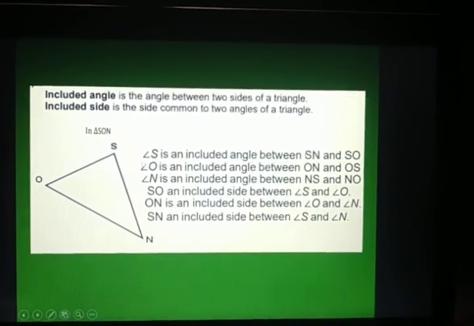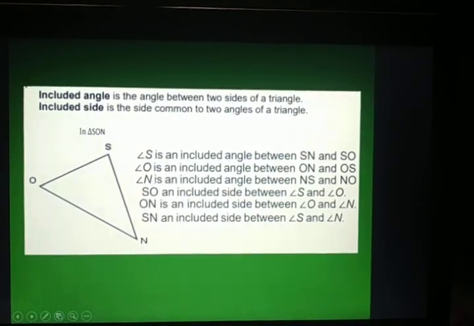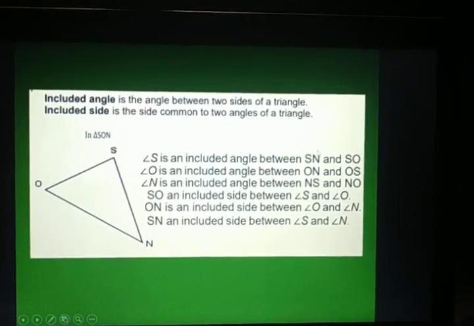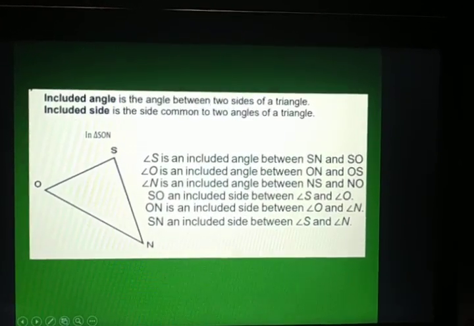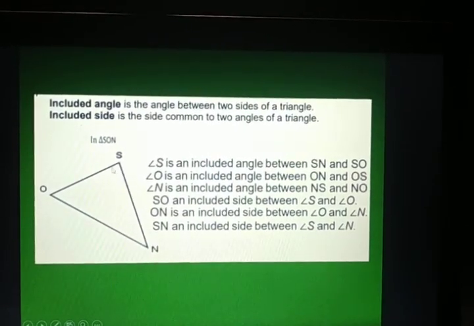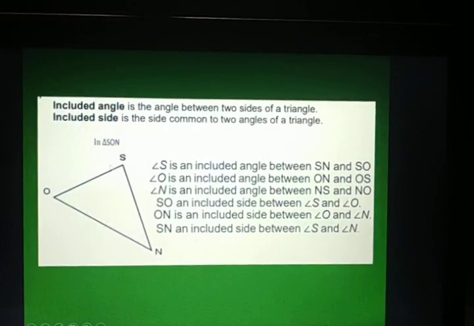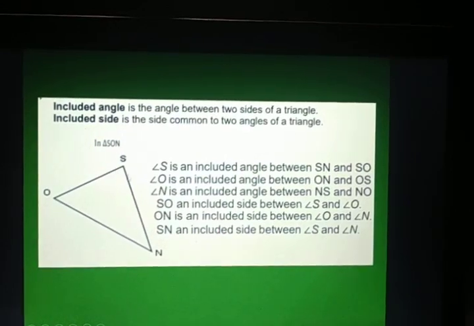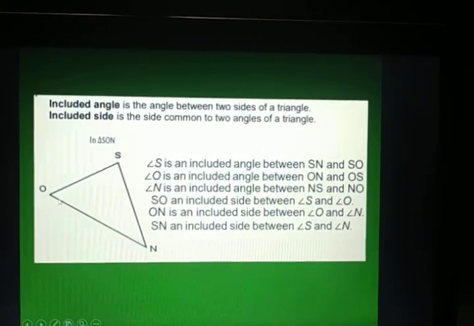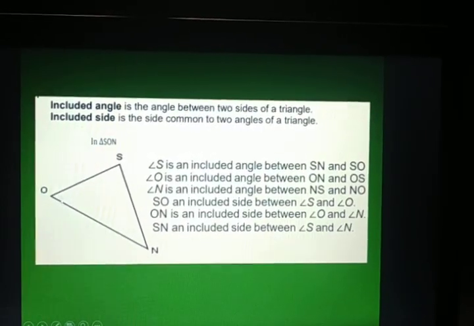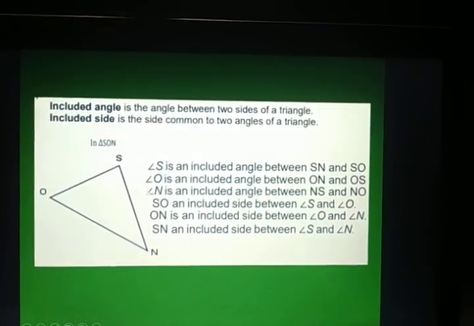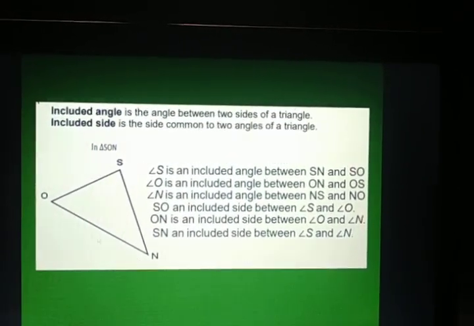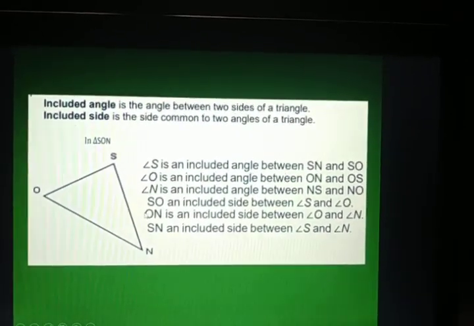Triangle SON. Angle S is an included angle between line segment SN and line segment SO. Sorry, class, wala sang symbol nga line segment. Next time, magsulat ka mo. Now, ini nga angle S, sa sulod, the arrow, is tunga-tunga sang line segment SO kag line segment SN. So angle S is an included angle. Next, included angle O is included between line segment ON and OS. Angle N is an included angle between NS and NO. Napatungan naman siya.